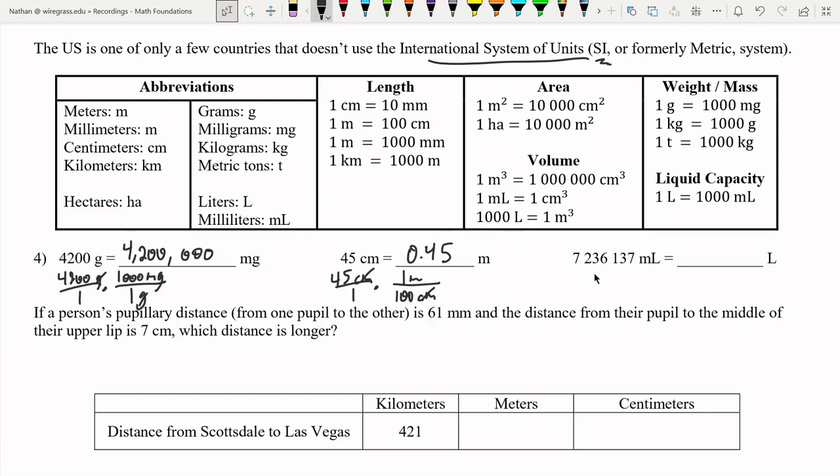And here we have 7,236,137 milliliters converted to liters, and then multiplied by, there are 1,000 milliliters to 1 liter. So 1,000 milliliters to 1 liter. We're just going to divide it by 1,000. We're going to get 7,236.137 liters.